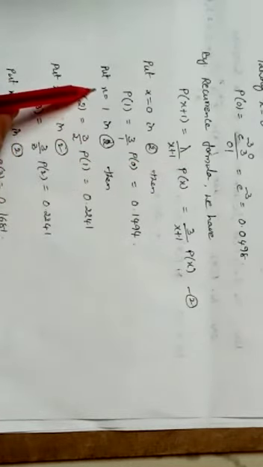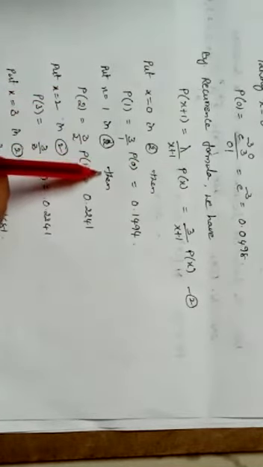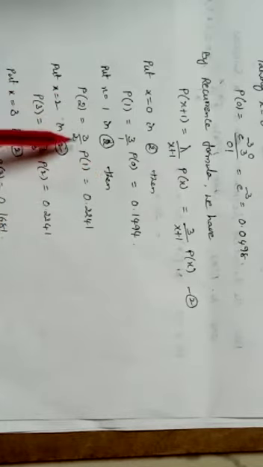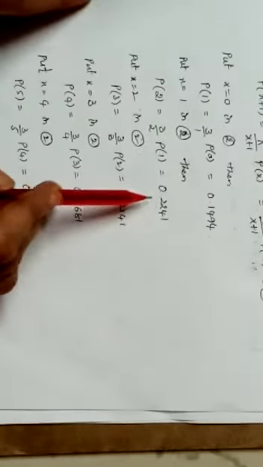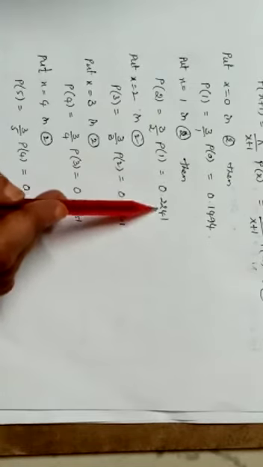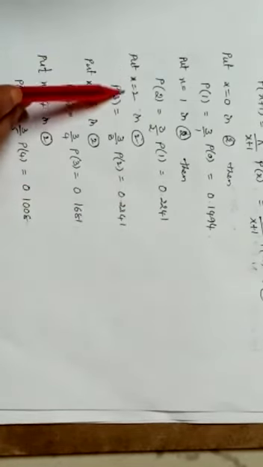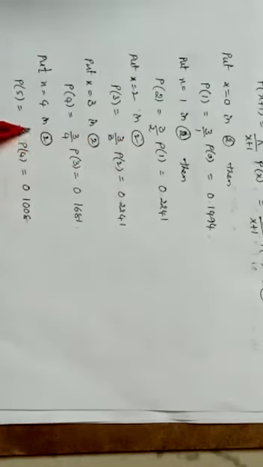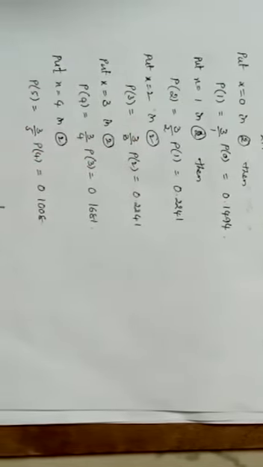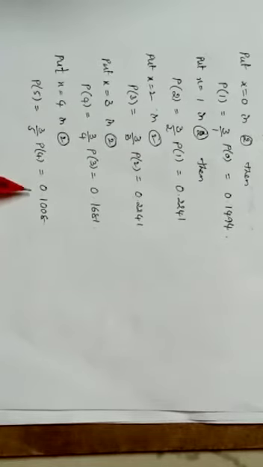Now taking x equal to 1 in the same second equation, P of 2 is equal to 3 by 1 plus 1 into P of 1. The value is 0.22241. Next, in equation 2, you continue in the same way up to however many values are given for x. You get the conclusion by using the recurrence for these x values from 0 to 5.